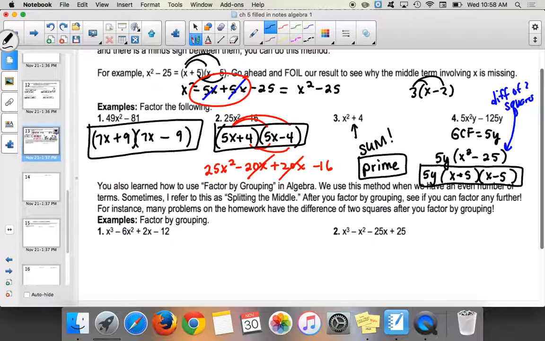So what are we going to do? We're going to split it right down the middle. And I'm going to go right in front of that sign there. So I went right in front of the plus. And I'm going to ignore that 2x minus 12 right now. So don't cross it out, but I'm going to say, okay, I'm ignoring that part right now. Then I do the GCF method. So with x cubed minus 6x squared, what do I have in common? What's the GCF? It's x squared, right? 2 of the x's. So I pull out an x squared.